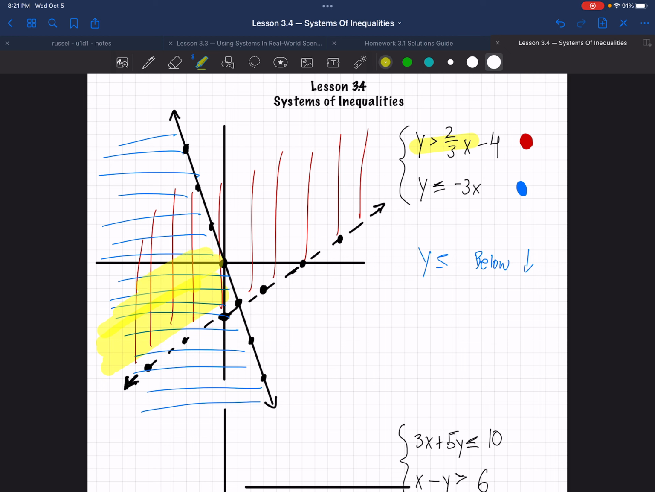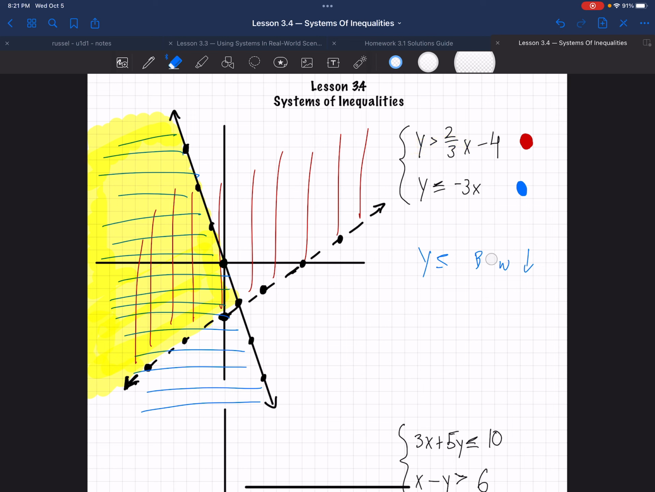I'm going to make this, yeah, a nice little shading here. Look at that. Isn't that so nice? I'll even shade a little bit more. Look at how much I can fill in. Look at that. Oh my gosh. Isn't that beautiful? Okay. So that highlighted region is my solution.